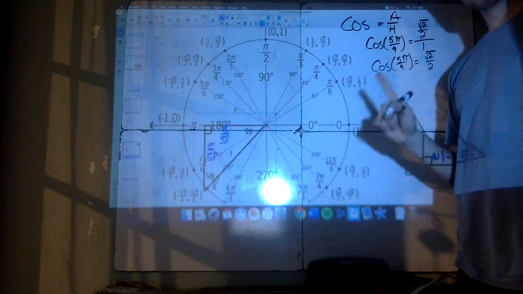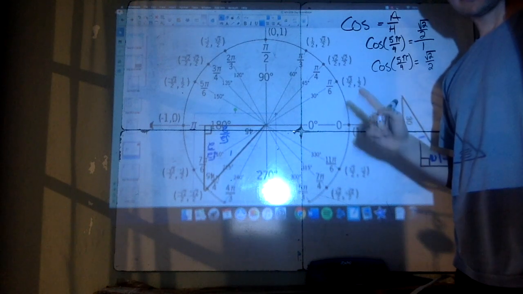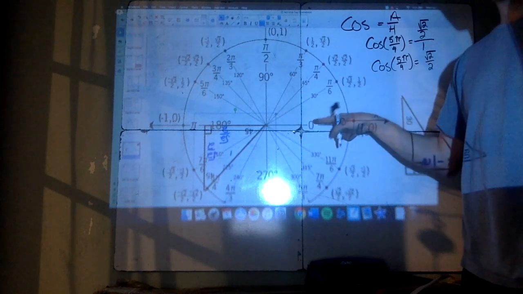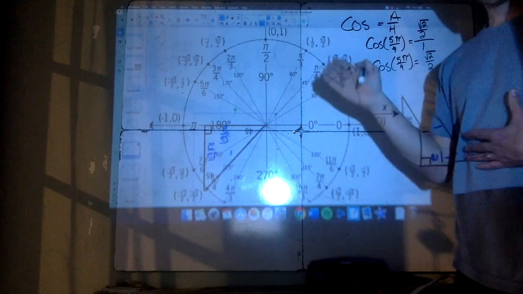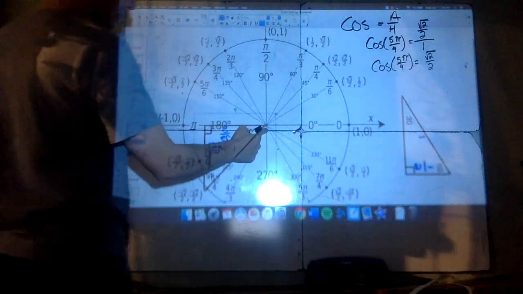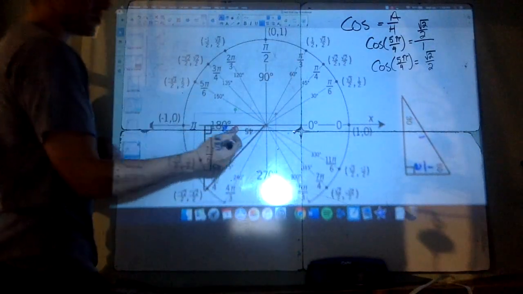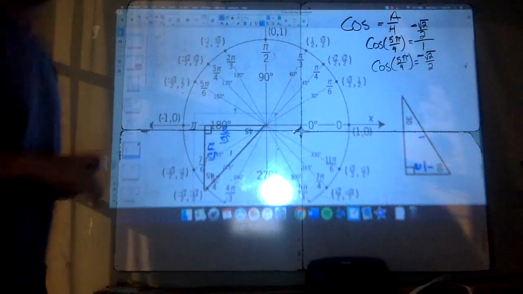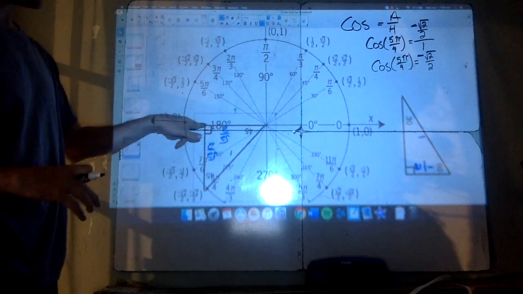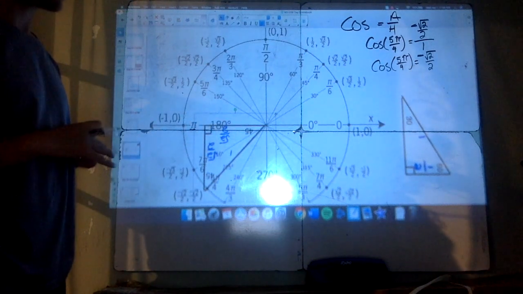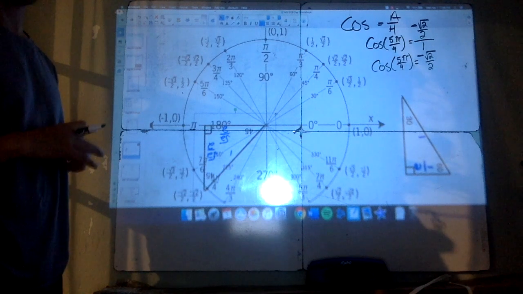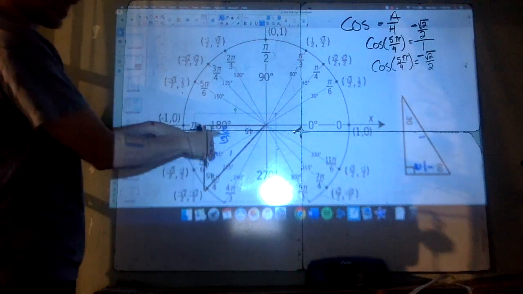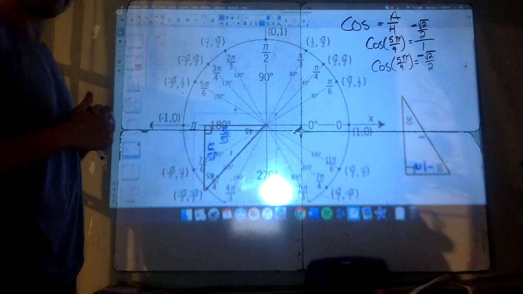Now, we've got to look at this because it's not in the positive direction, because this is a unit circle. We're going in the negative direction. Since we're going backwards, we have to make the square root of 2 over 2 negative. So the cosine of 5 pi over 4 is the negative square root of 2 over 2, because we're going backwards.